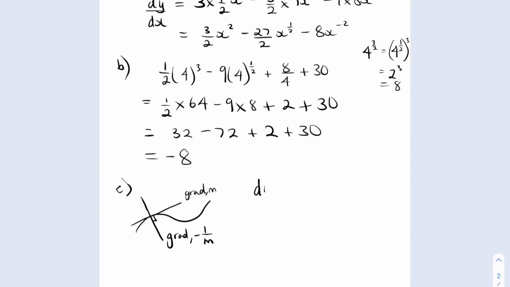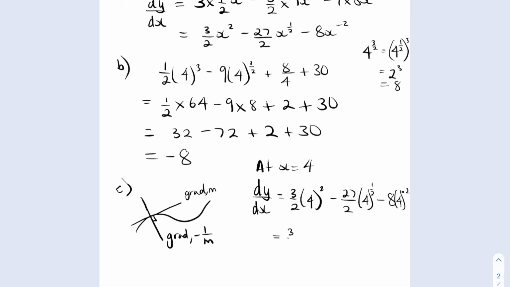So dy by dx at x equals 4, so at x equals 4, dy by dx equals 3 over 2 times 4 squared, minus 27 over 2, 4 to the power of a half, and minus 8 times 4 to the minus 2. Just about squeeze that in.